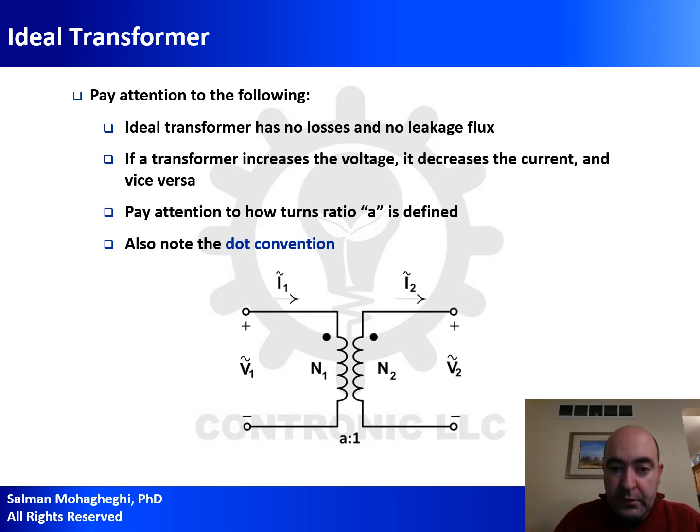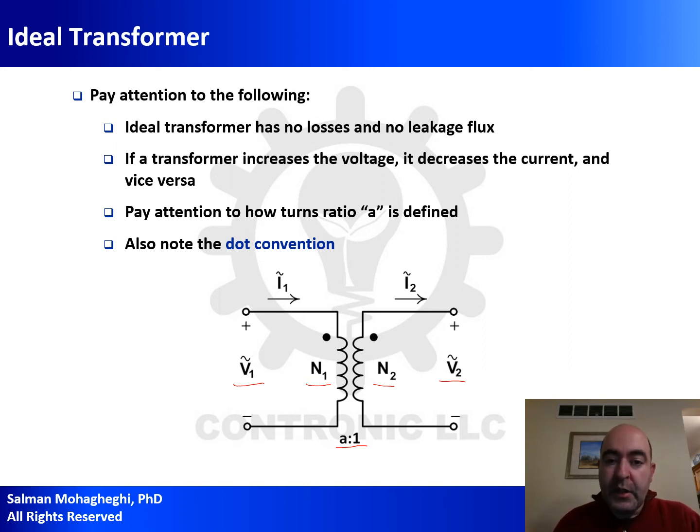I have redrawn that circuit from the previous slide, minus of course the magnetic core. You notice I have two windings. One of them has N1 number of turns, one of them has N2 number of turns. Turns ratio is A to 1. In other words, A equals N1 divided by N2. I have a voltage on the primary side V1, I have a voltage on the secondary side V2, and I have the two currents I1 and I2.